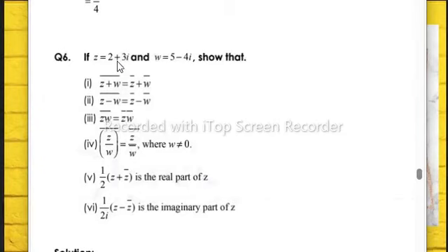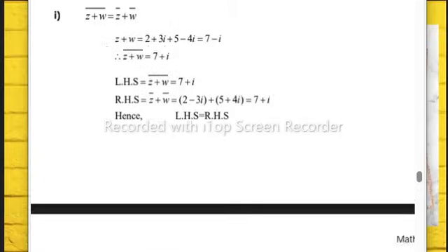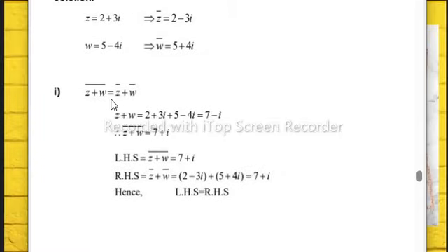If z is equal to 2 plus 3 iota and w is equal to 5 minus 4 iota, show that the first part: (z plus w) whole conjugate is equal to z conjugate plus w conjugate. We have to take conjugate in place of this bar. So let's come to the first step, the first part, which is z plus w bar is equal to z bar plus w bar.